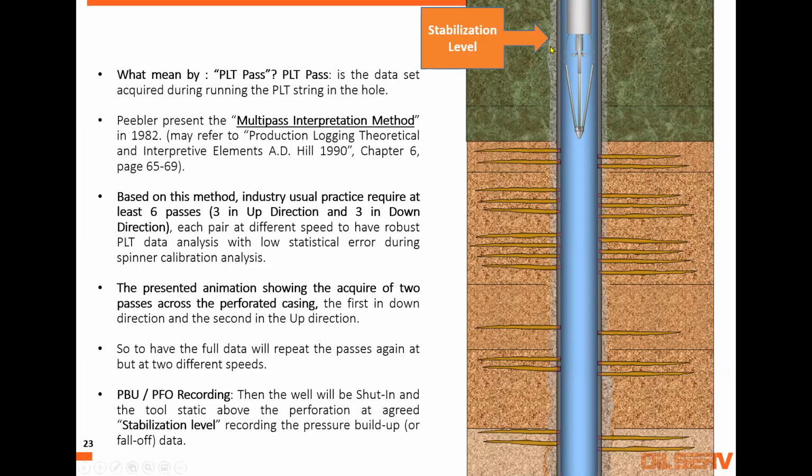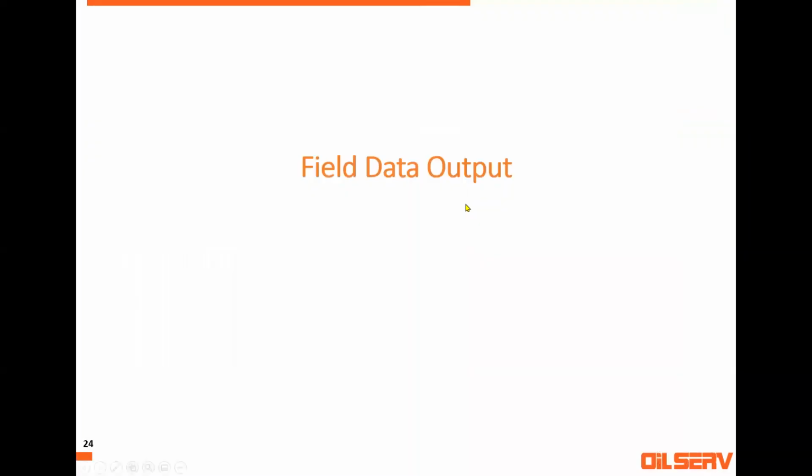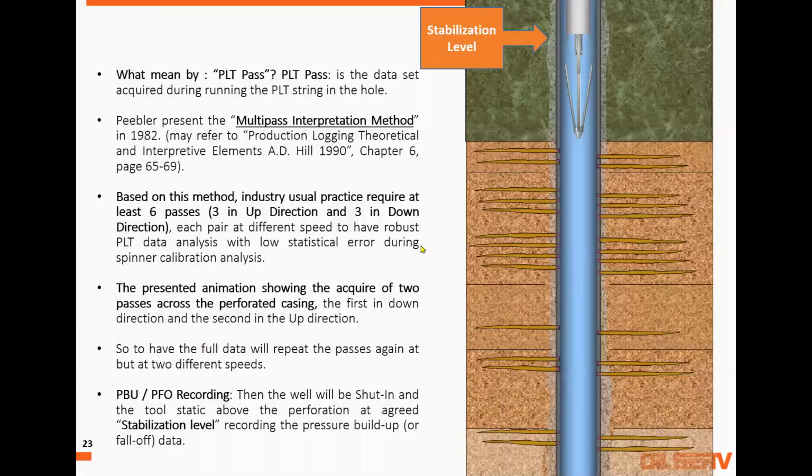It's clear? This operation, like we do PLT passes, it's not important whether it's a producer or injector. It is exactly the same operation. There is no difference in the tool, no difference in operation. It's exactly the same procedure. You will make 6 passes, then you will park your tool at the agreed level. I hope that's clear.